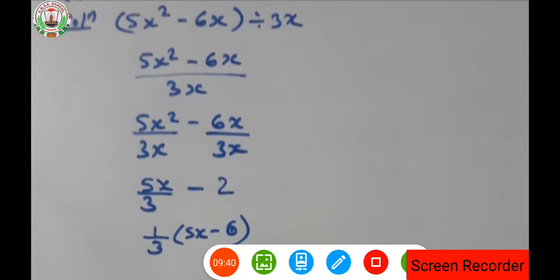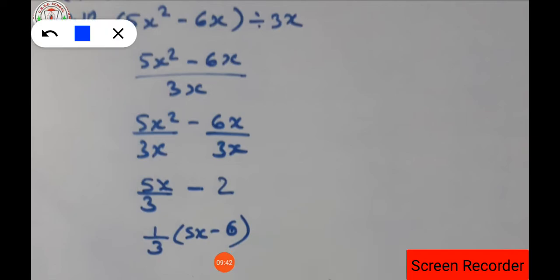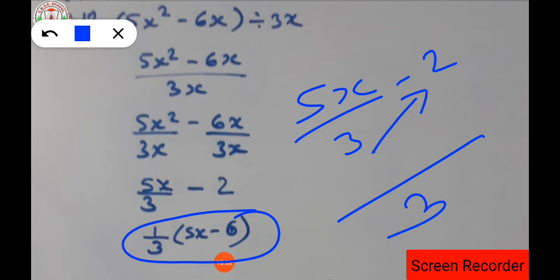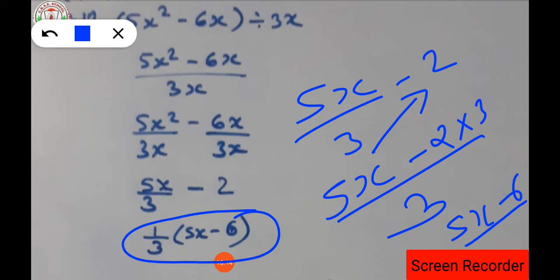Now here, why does 1 by 3 upon 5x minus 6 come in the answer? Because students, what is the answer we are having? That is 5x upon 3 minus 2, isn't it? When we are going to do the cross multiply, multiply this 3 with the 2 in order to bring the total denominator 3. So when cross multiplication is done, that will be 5x minus 2 into 3. So it will be 5x minus 2 into 3 is 6 upon 3.